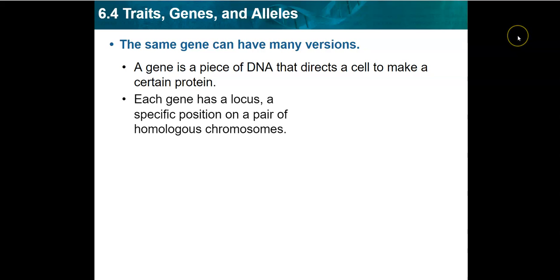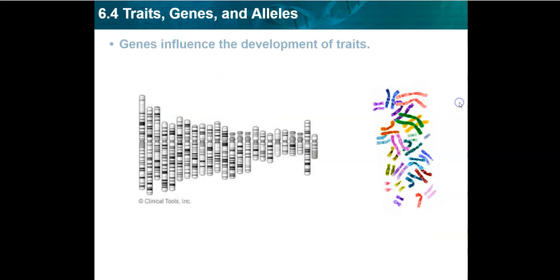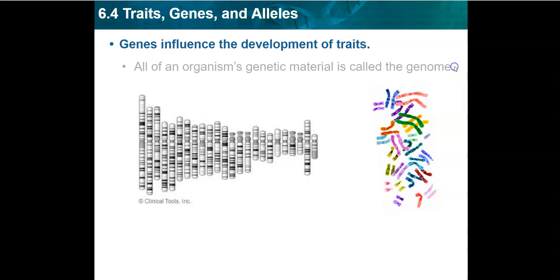Each gene has a locus, or a location, which is the specific position on a pair of homologous chromosomes. Here we can see, we go back to the chromosomes from our pea plant. That would be the gene location for whether or not the pea pod was wrinkled. The genes can influence the development of traits.